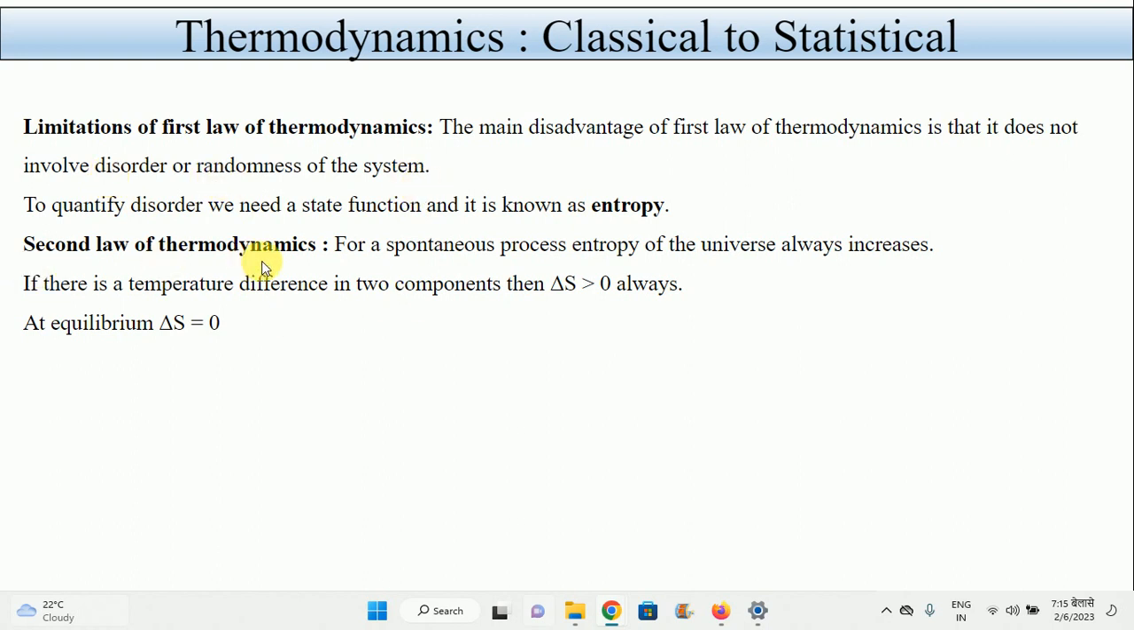Second law of thermodynamics: for a spontaneous process, the entropy of the universe always increases. It is the second law of thermodynamics. The change in entropy is always greater than 0. So if there is a temperature change, or if there is a spontaneous process occurring, then the entropy change must always be greater than 0, and at equilibrium it is equal to 0, since there is no change in temperature.